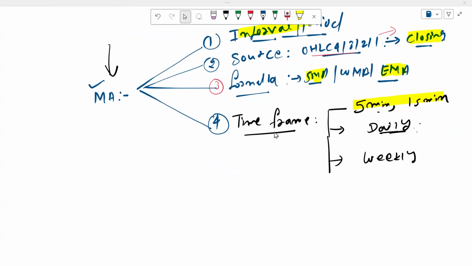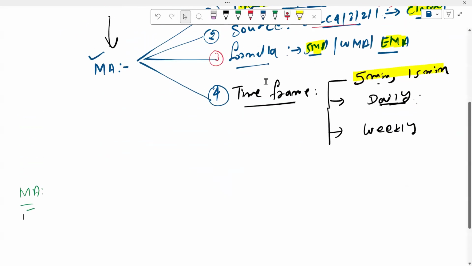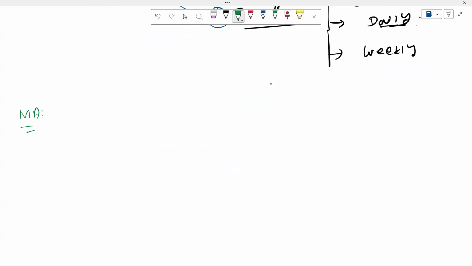Now let me discuss the moving average. Let's discuss the first thing, that is the interval or period. See, in moving average, it's just an average of the price, right? It is just an average of the closing price.